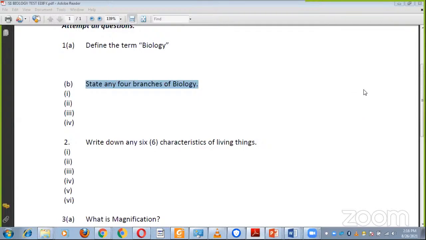Then we are having Aliasima. Okay, Aliasima's network is not okay. Opio Isaiah. I had a question. Yes, please. What are the important branches of biology? Okay, thank you. The main branches of biology. Okay, thank you, Opio. I'm going to answer you.